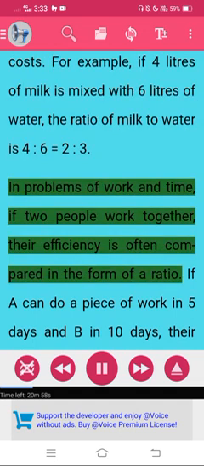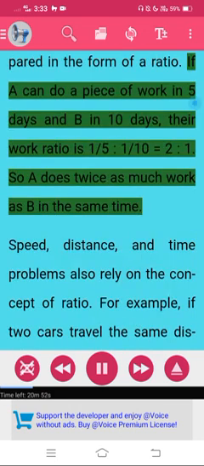In problems of work and time, if two people work together, their efficiency is often compared in the form of a ratio. If A can do a piece of work in 5 days and B in 10 days, their work ratio is 1/5 : 1/10 equals 2:1. So A does twice as much work as B in the same time.